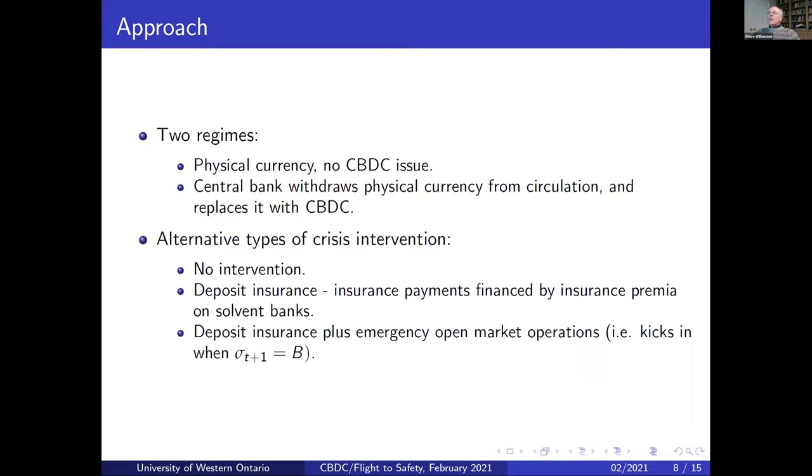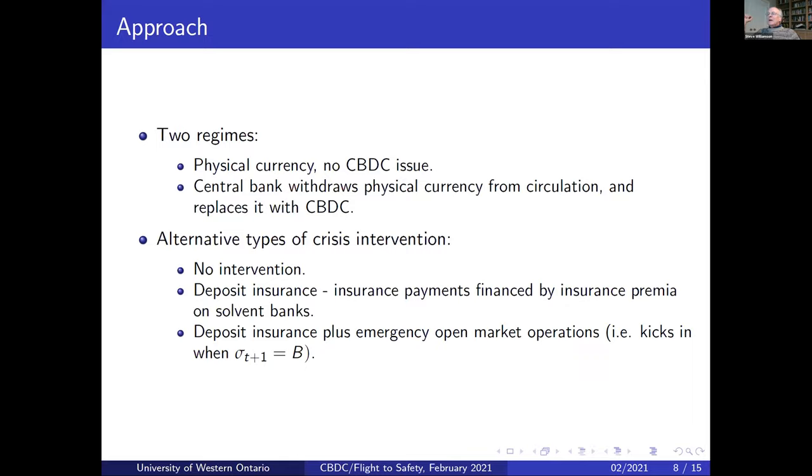Then we're going to think about deposit insurance. It'll be a deposit insurance system where the viable banks pay a deposit insurance premium, and that's going to finance payouts to depositors in failing banks.